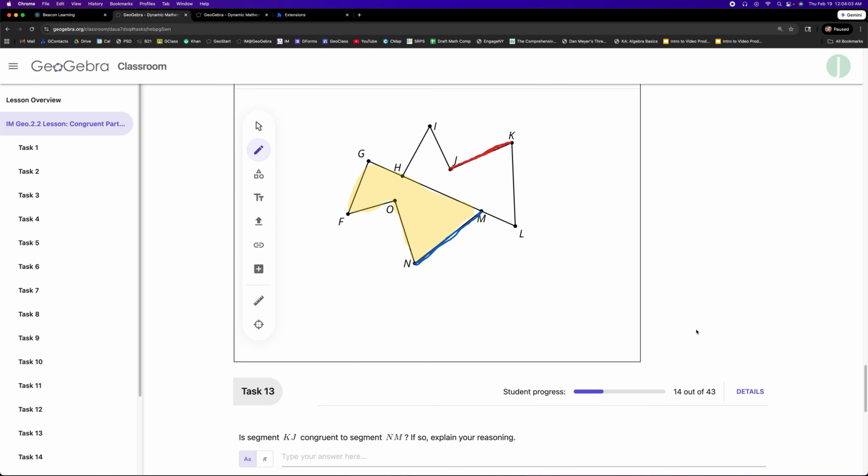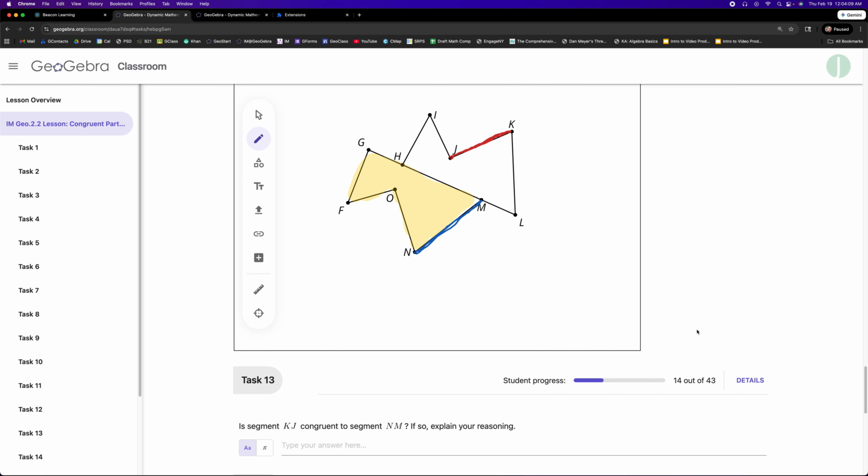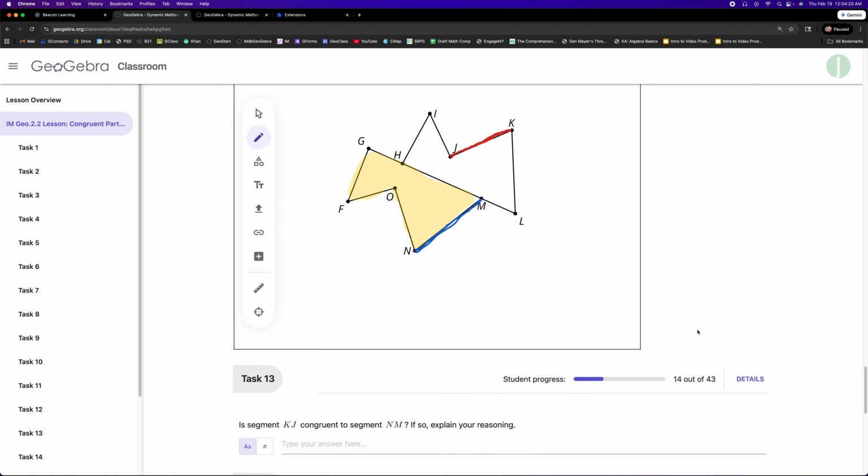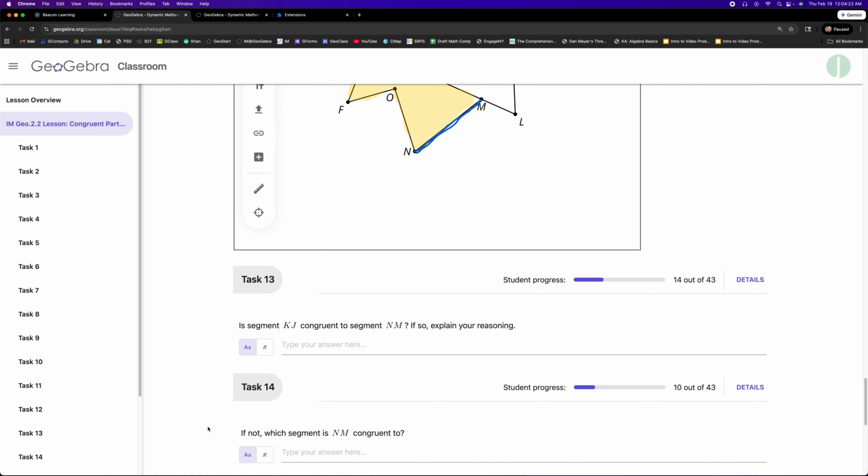They're just not. So they're not corresponding parts. So no, we can't say that they're the same. They might happen to be the same length, but they're not corresponding, so they're not necessarily congruent. We can't say that they are. So we have to assume that they're different. Okay? If not, which segment is NM congruent to?